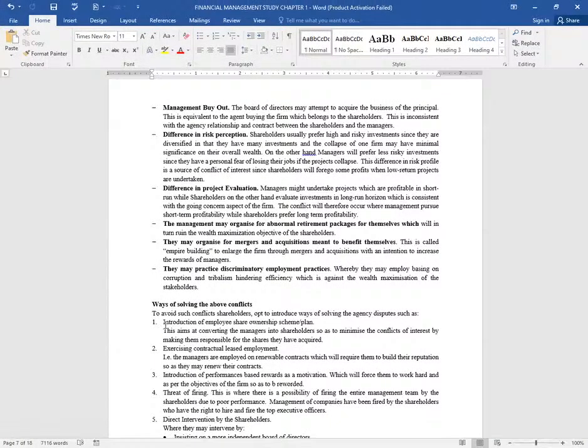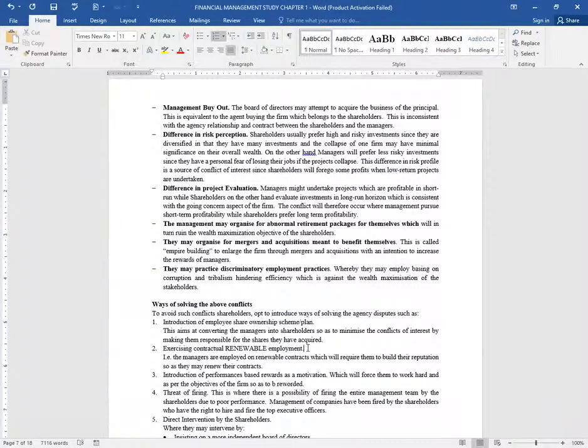Number two, exercising contractual renewable employment. Renewable employment contracts. So ladies and gentlemen, once these people know that you're sitting on that chair for 2 years, after the end of the second year, we shall sit down to evaluate your work. And if your performance is deemed unsatisfactory, then we will not regret releasing you. One of the very good ways of working with these conflicts there.